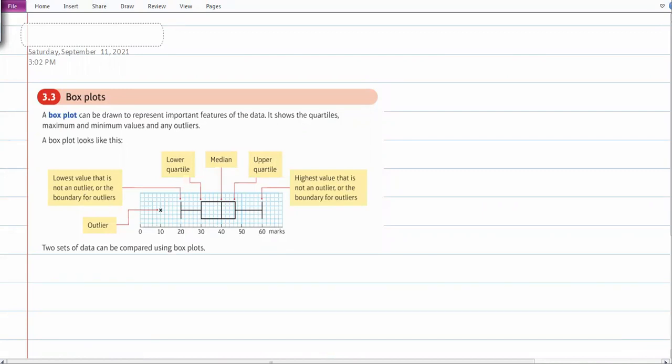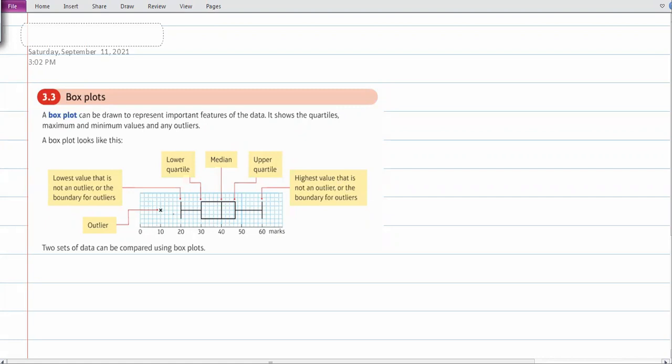Whenever we make the box plot, it is actually a box like this one. This value will be the lowest value of the data other than an outlier. It should not be the outlier. And this is the highest value of the data other than the outlier. Here we write Q3, upper quartile. Here we write the median, and here we write the lower quartile.